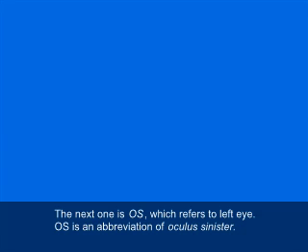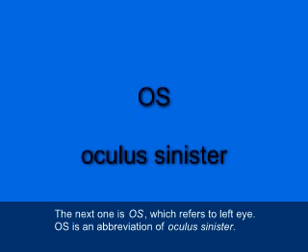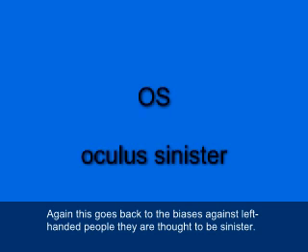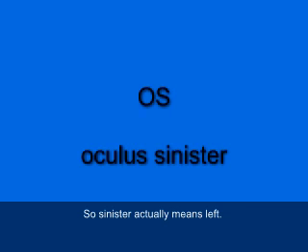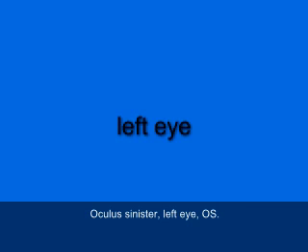The next one is OS, which refers to left eye. OS is an abbreviation for oculus sinister. And again, this goes back to the biases against left-handed people. They are thought to be sinister. So sinister actually means left. Oculus sinister, left eye, OS.